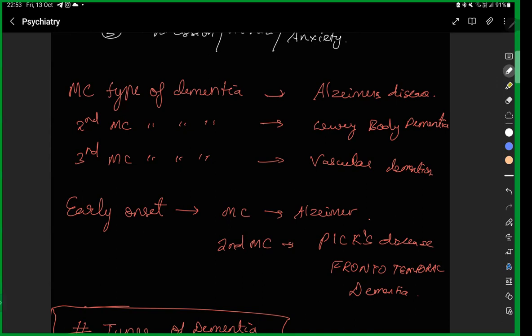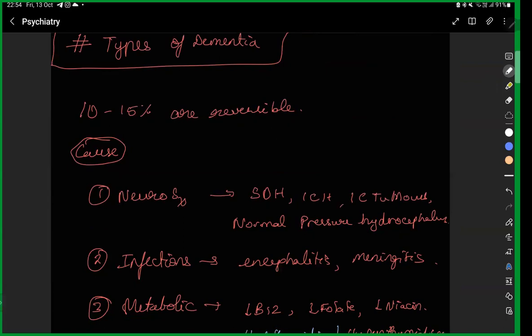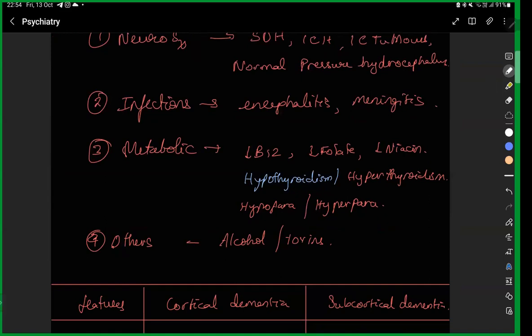Ten to 15% of dementias are reversible. Causes, number one, neurosurgical causes like SDH, intracranial hemorrhages, tumors, abscess, or even normal pressure hydrocephalus. Dementia can occur due to infections like encephalitis, meningitis. Metabolic disorders like decreased vitamin B12, decreased folate, decreased niacin, hyperparathyroidism or hypoparathyroidism, hyperthyroidism, hypothyroidism. All these conditions can cause dementia. Other causes include alcohol and toxins.